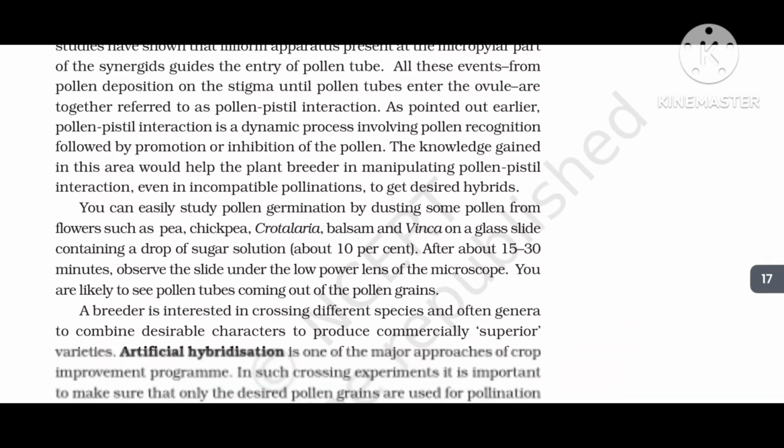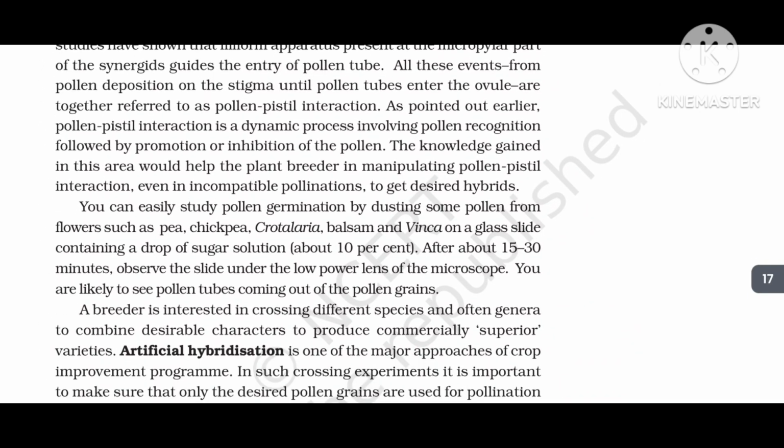A breeder is interested in crossing different species and often genera to combine desirable characters to produce commercially superior varieties. Artificial hybridization is one of the major approaches of crop improvement programmes. In such crossing experiments, it is important to make sure that only the desired pollen grains are used for pollination and the stigma is protected from contamination from unwanted pollen. This is achieved by emasculation and bagging techniques.